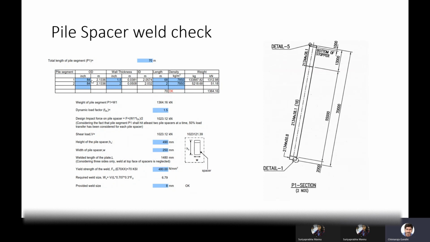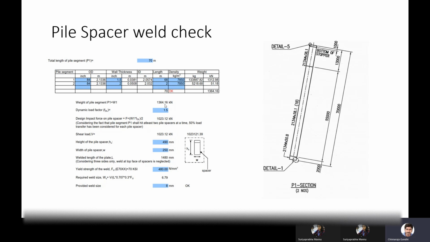If you see here, 84 inch, which is 2.1336 meter. This is the diameter of the pile, and this is 1.5 inch, which is equal to 38.1 mm. And there will be a 50.8 mm thickness, so here it is 0.0508 meter. So this will be the thickness. From that length, we calculated the weight of the pile.